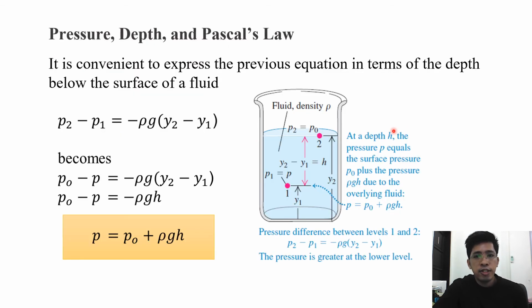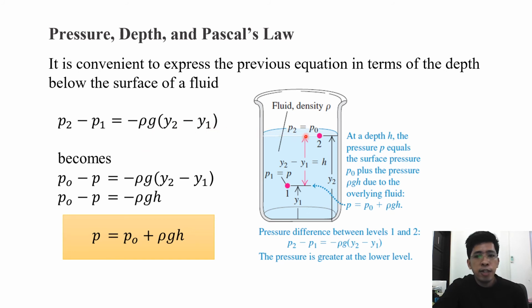It is convenient to express the previous equation in terms of the depth below the surface of the fluid. So this time we are going to look at the surface here at the top. At depth h, the pressure P equals the surface pressure P naught plus the pressure rho gh due to the overlying fluid. So you have your P2 minus P1, which is equal to negative rho g times your y2 minus y1.